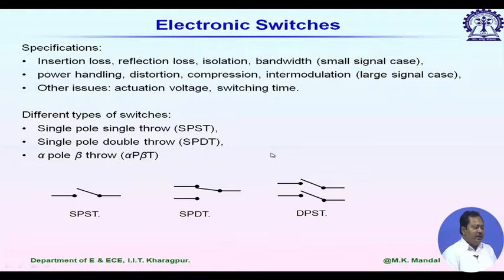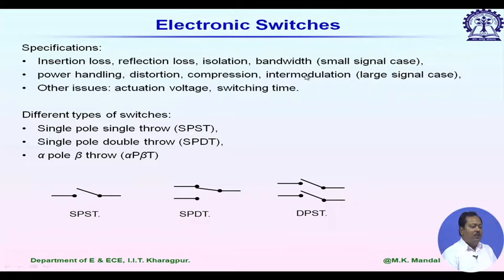Now, switch specifications. For the small signal case, the main characteristics are insertion loss, which is the loss between input and output, reflection loss seen at the input terminal, isolation when the switch is off, where we are expecting very good isolation between input and output, and then the bandwidth of operation.